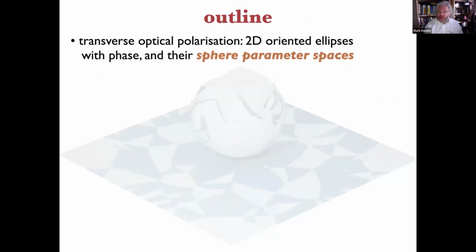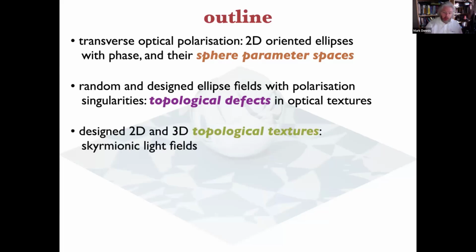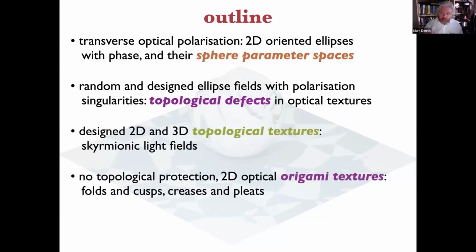So we have to think in terms of our mathematical parameter spaces. The Poincare sphere is a familiar one. It's a sphere in 3D, but that 3D is an abstract Stokes space, not the real space. Our real and designed ellipse fields have polarization singularities. They map onto what are called topological defects in textures. And they carry this topology in the sense that they wrap fully around the sphere.